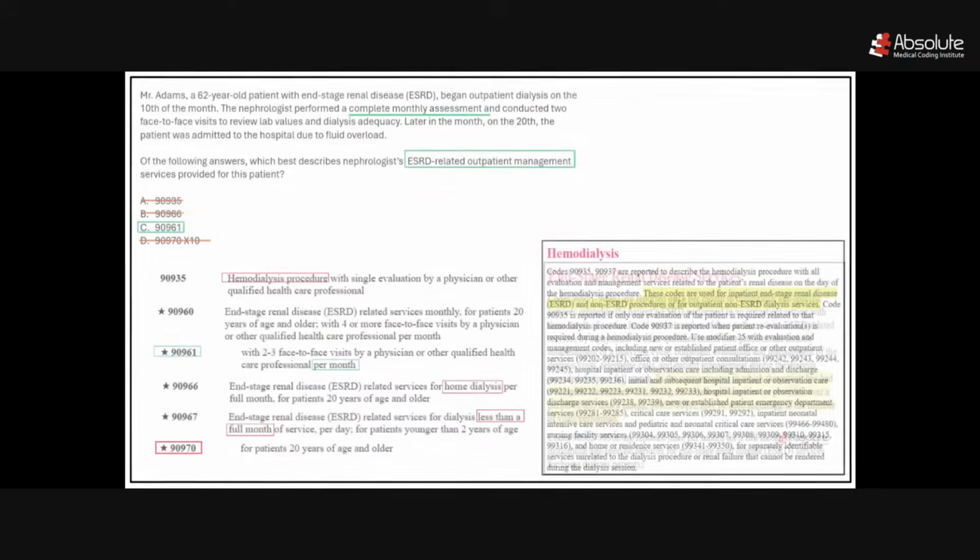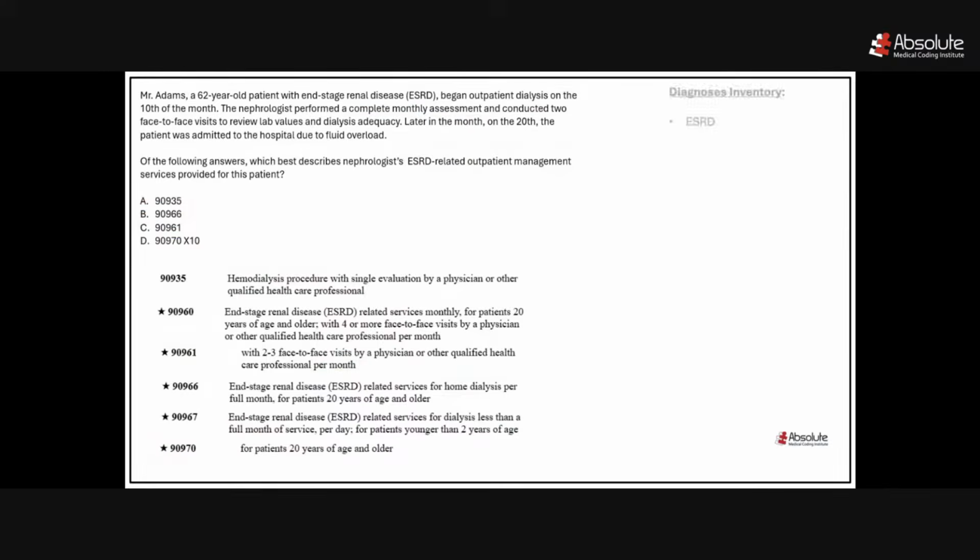And here we have in diagnosis inventory, ESRD services, procedure inventory, outpatient dialysis was started or initiated on the 10th of the month, and there were two face-to-face visits. Patient was admitted on the 20th to a hospital. So outpatient dialysis happened from 10th to the 19th. Okay, we are coding for ESRD related outpatient management services.